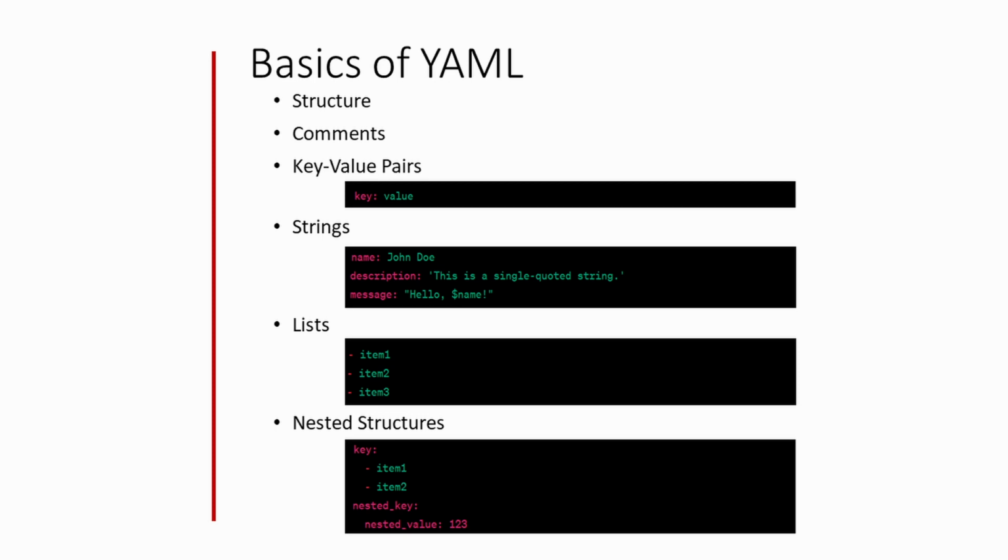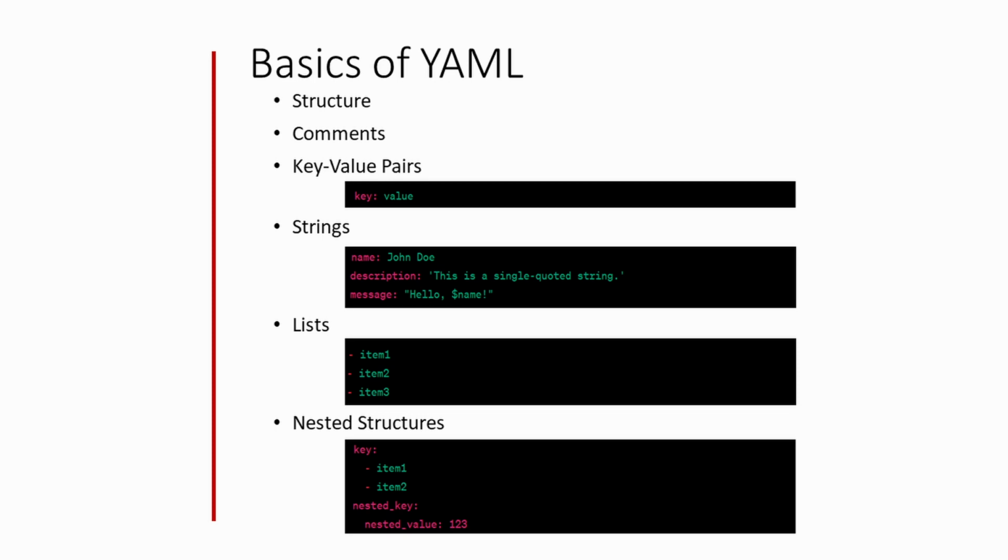String. YAML supports different types of strings including plain strings, single quoted strings, and double quoted strings. Plain strings are unquoted and can contain alphanumeric characters, hyphens, underscores and certain special characters. Single quoted strings preserve the exact characters and do not support escape sequences. Double quoted strings support escape sequences and can include variables or expressions.